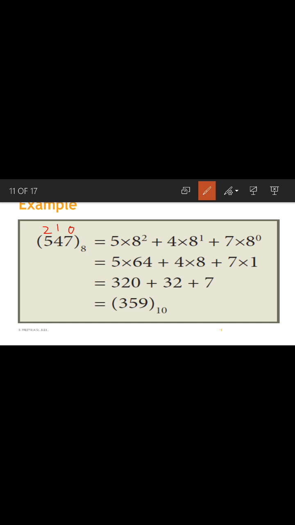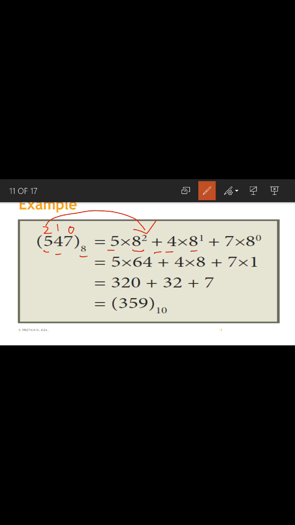So now in the same method we have to do. So first 5 will be coming here, 5 into 8. So 8 is the base value and then we have to give the power. So this power will be coming here, 2. Then plus the next digit 4 into 8 power 1, plus 7 into 8 power 0.